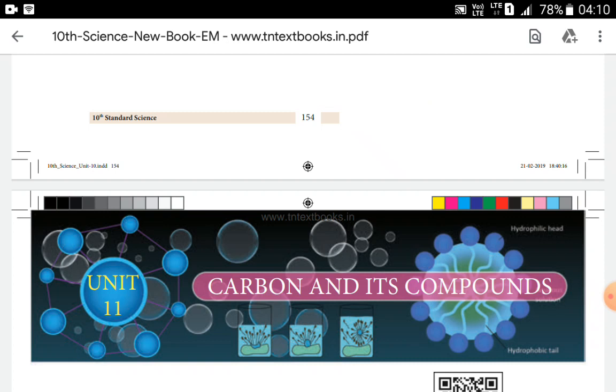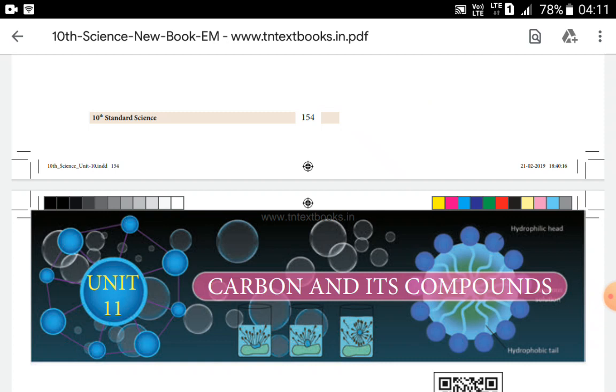So far we have discussed 4 lessons. This is the last lesson in the chemistry part of your science book, Carbon and its Compounds. And it is a very important lesson because carbon is playing a very important role in our day-to-day life.